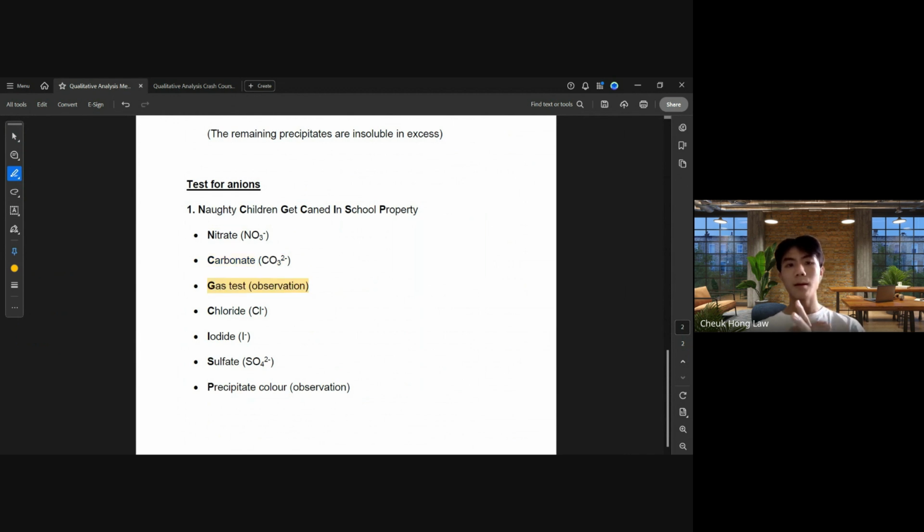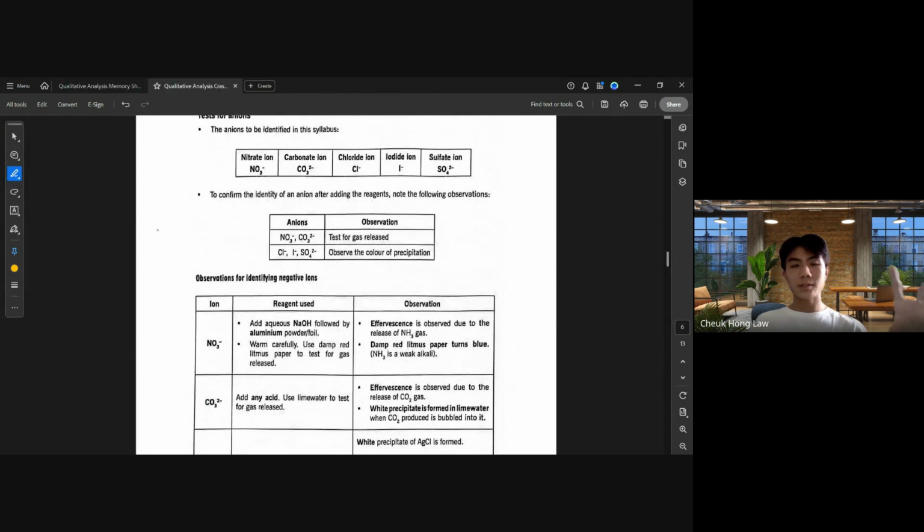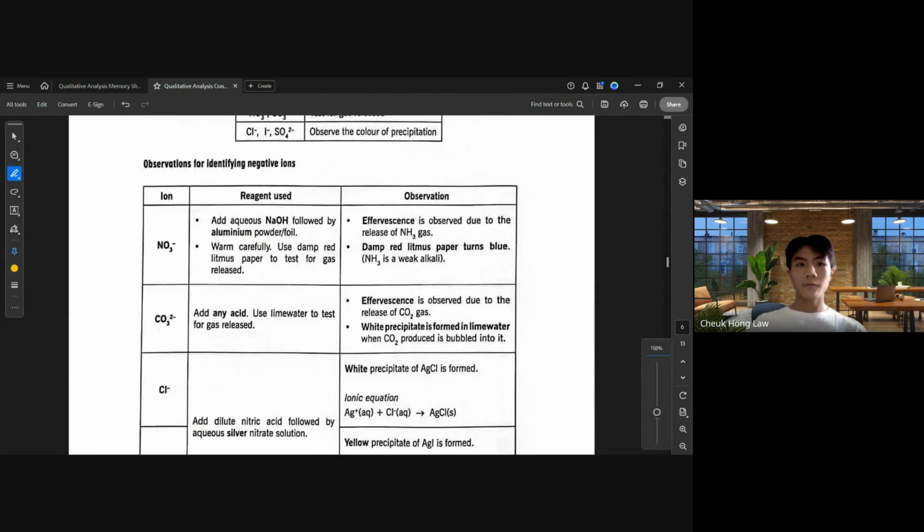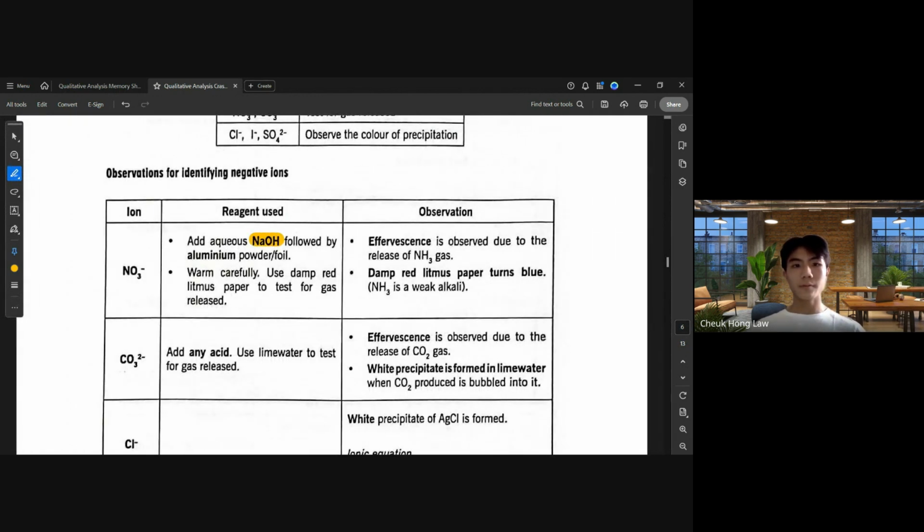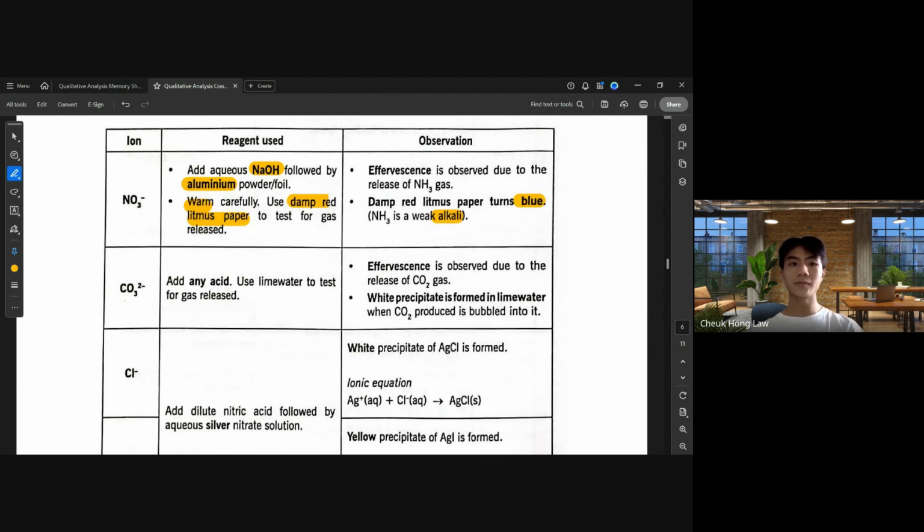So what does this mean? That means when you are testing for your nitrate ions and your carbonate ions, you should be looking for a gas test. Okay, so here's the exact test. For nitrate, you add aqueous NaOH followed by aluminium foil, and then you warm the solution carefully. So if there are nitrate ions, ammonia gas will be formed. So how do you test for ammonia gas? You use a damp red litmus paper. And since ammonia gas is an alkali gas, the damp red litmus paper will turn blue. Okay, so that is the first test for gas.